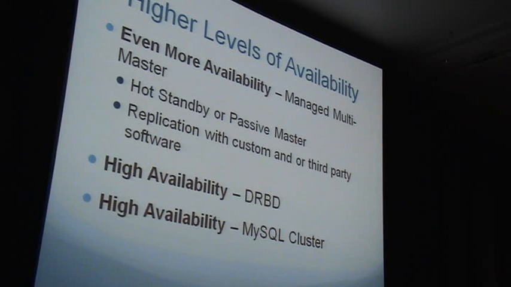Higher levels of availability, and I do say higher because there's one in there that's not exactly the highest level. So even more availability is actually my favorite, right now at least, which is managed multi-master, which basically has bidirectional replication and either a passive or a hot failover. Replication with custom third-party software to run your failovers, to run your backups, to run your point-in-time recoveries. The highest availability that I've seen to date both comes in DRBD and MySQL cluster.